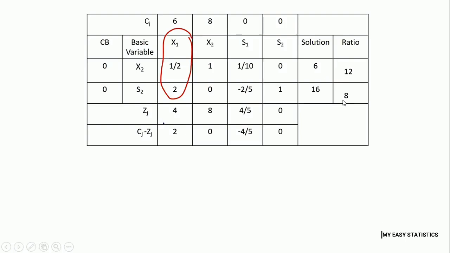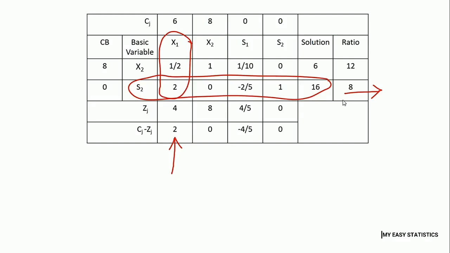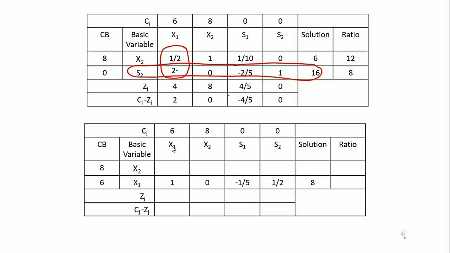Now the minimum non-negative value should be selected as the leaving variable. So 8 is the leaving variable. Now 8 corresponds to S2. So S2 will be leaving and X1 is going to come in its place. So S2 is leaving and X1 is going to come.